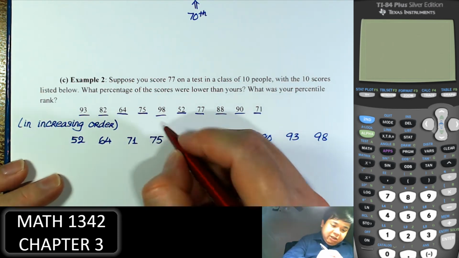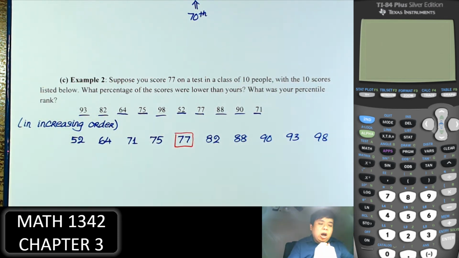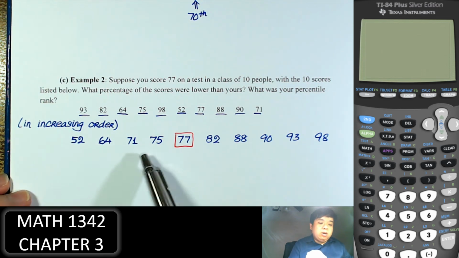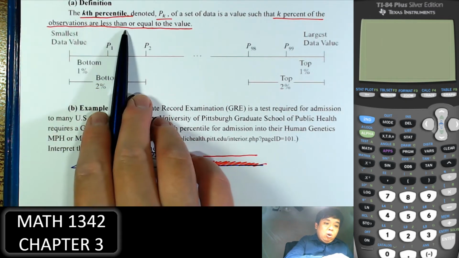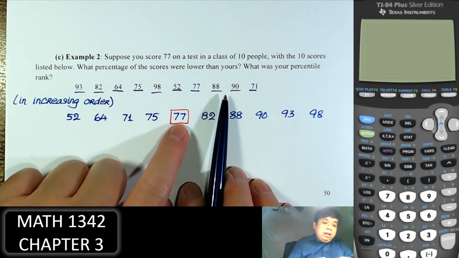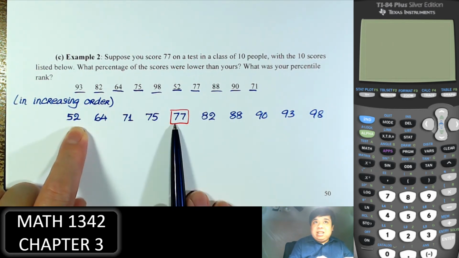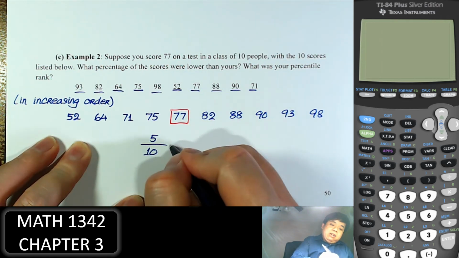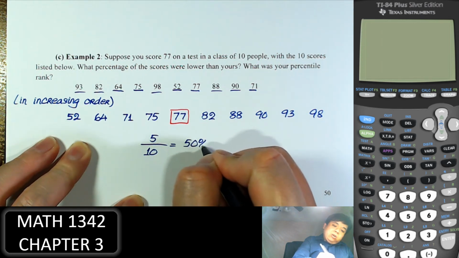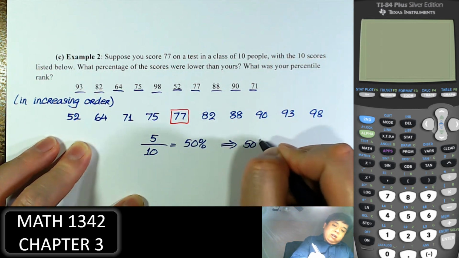Now we focus on 77. The question is, what percentage of scores were lower than yours? The scores lower than yours are 4 out of 10, so that's 40% less than. So what is the percentile? Well, percentile is whatever values are less than or equal to. So we have 5 of them less than or equal to 77, out of the total 10. So that gives us 50%. So that is the 50th percentile.